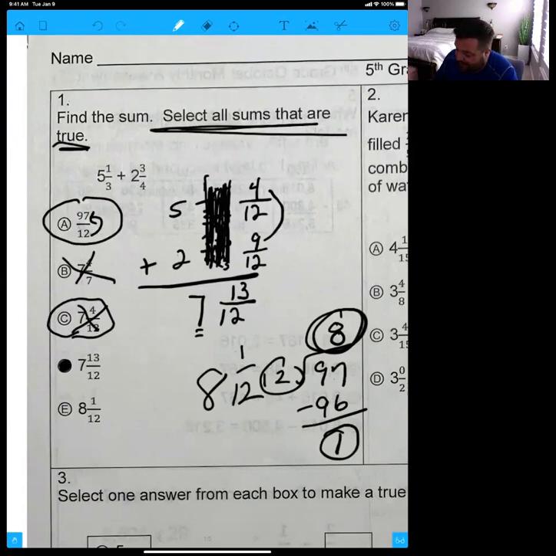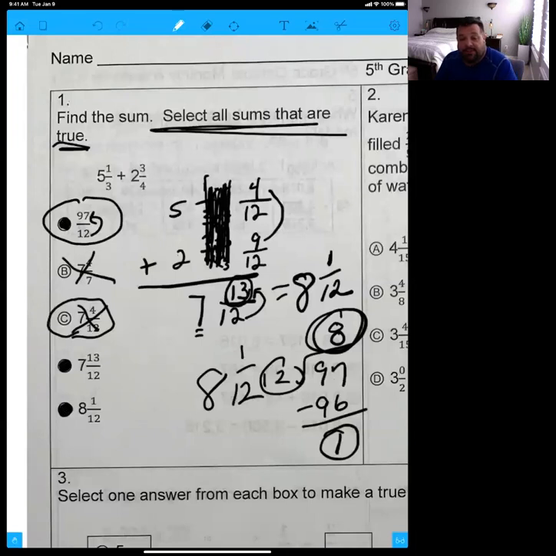But if I look at 7 and 13/12, this 12 goes into the 13 one time. So that would get added to the 7 to make an 8. And if I take 12 away from this 13, there would be 1 left over and the denominator would be the same. So your answers would be A, D, and E.